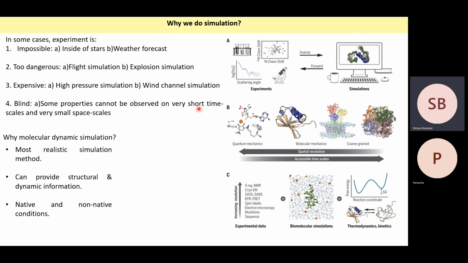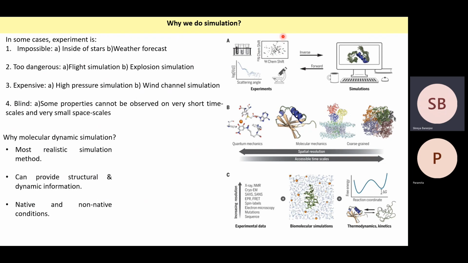So even if the real activity is happening on a very short time scale, the simulation can slow down the time scale so that you can observe what is happening. Or if the activity is happening in a subatomic space, the simulation can enlarge that space and magnify it so that you can observe what is happening. So these are the advantages of simulation, and why in many cases, simulation is preferred over experiment.